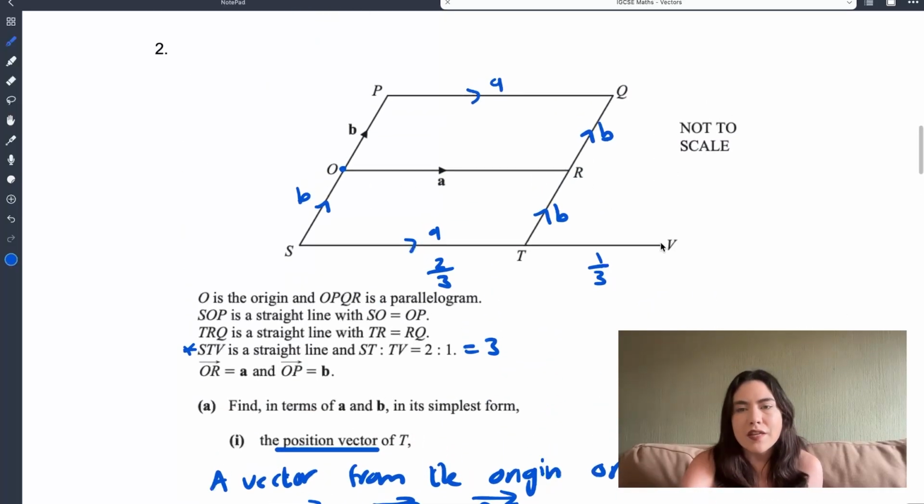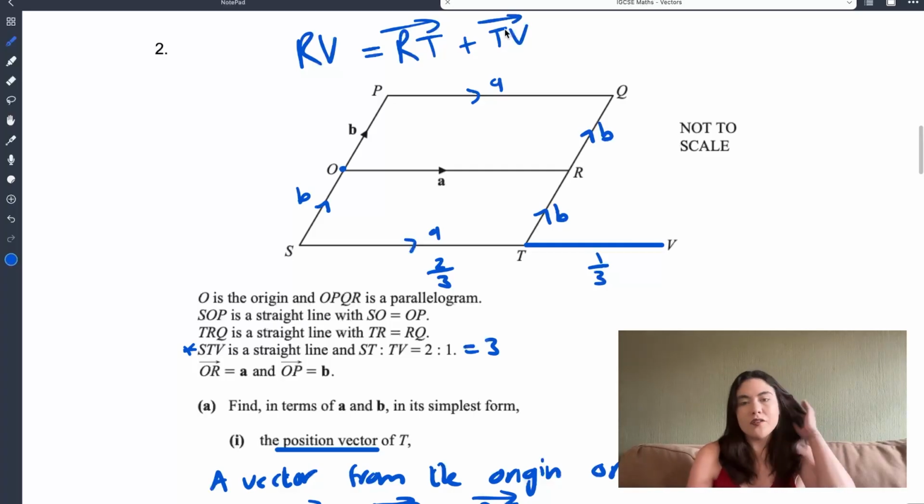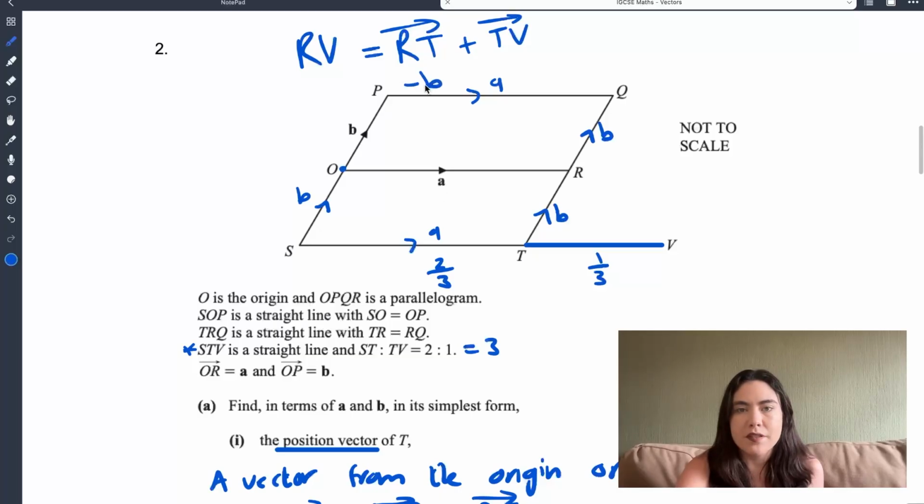So R to V is a very interesting thing, because we actually do not have a value for the line T to V. We know that with vectors you can't go directly, we have to go a different way. So R to V will equal R to T, then T to V. So R to T, then T to V. Okay, R to T we already know is minus b. We're going the opposite direction.